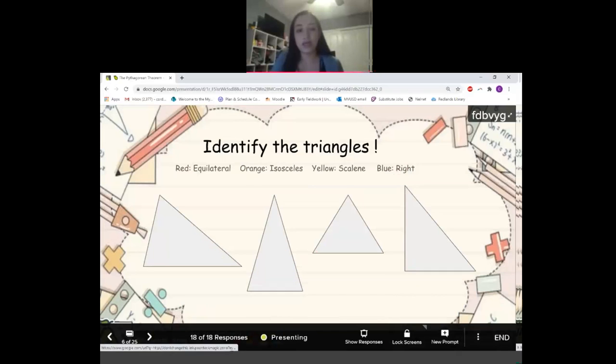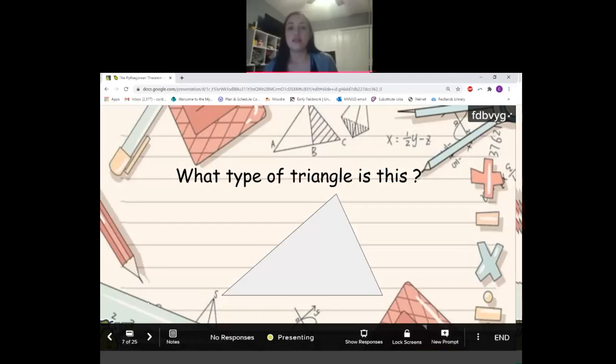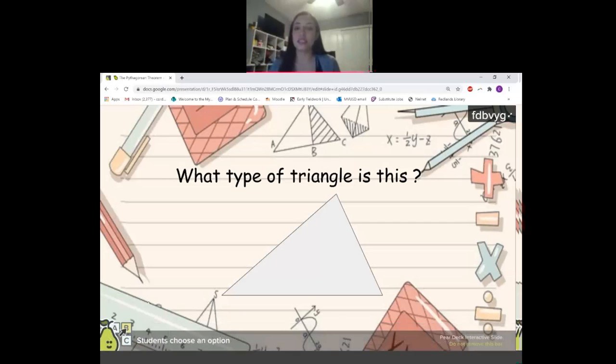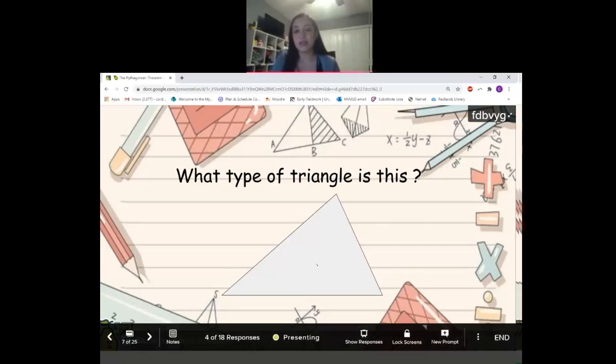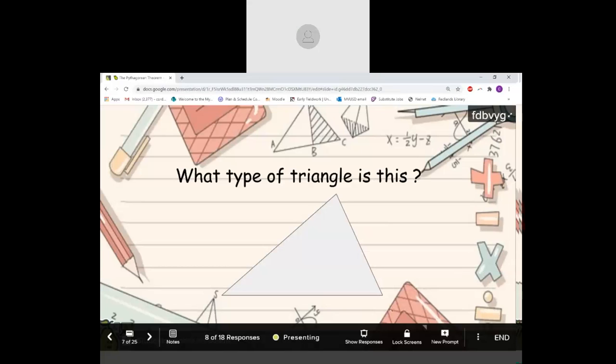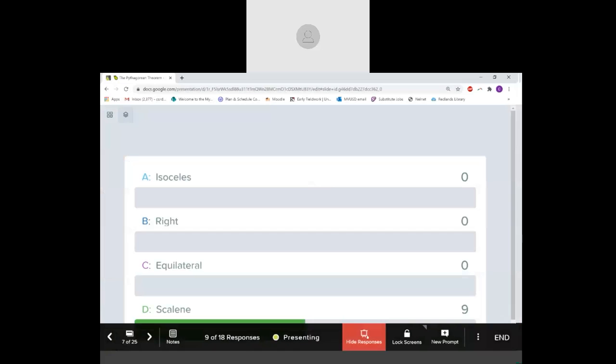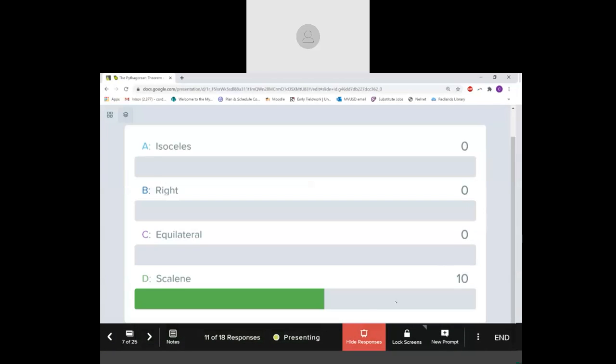Okay, let's go ahead and move on. So here's another one. What type of triangle is this one? Remember what we discussed. It doesn't look like any of those sides are equal. What do you guys think? What do you think, Cecilia? I don't know. I can't really tell. Does there need to be numbers? What did I say about the numbers? Let's see. Good. It's a scalene. They're all different.